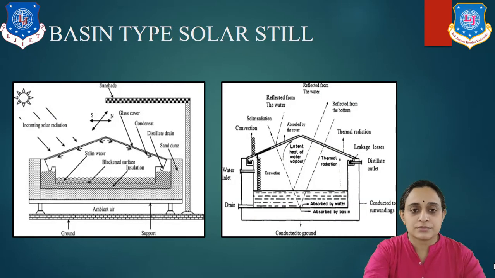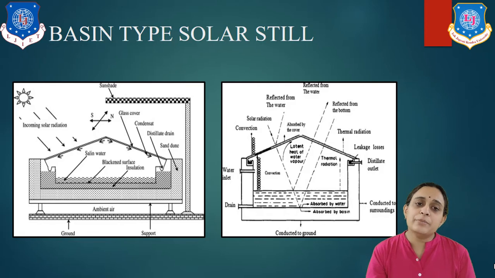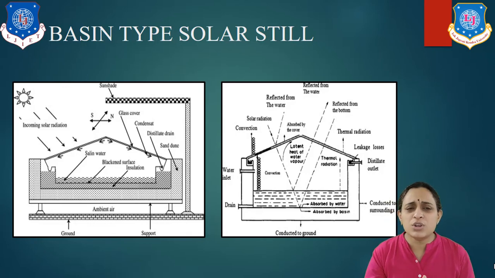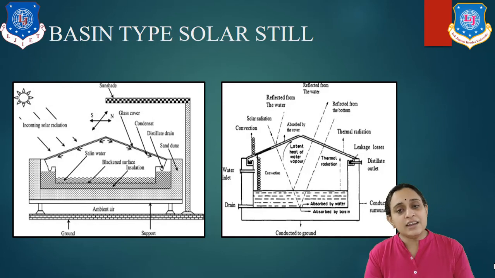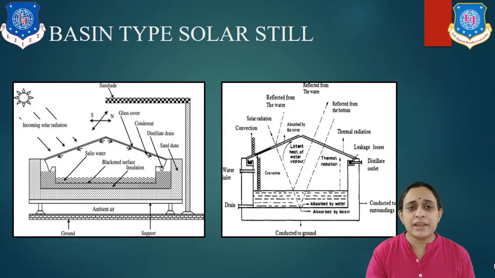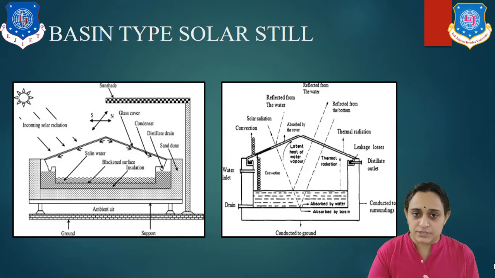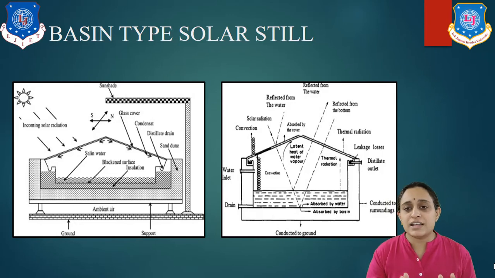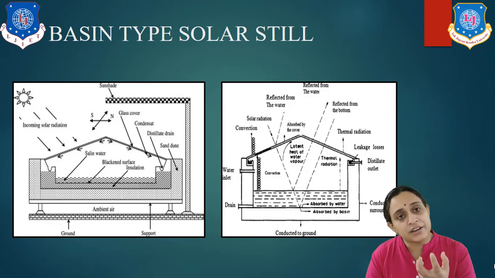Okay, so now let us study the basin type solar still. Generally it is a cement concrete basin, or a shallow water tank having a depth of about 20 to 25 centimeters. It is constructed inside the ground, and it is black painted. Black paint is applied at the bottom surface of the basin to absorb the heat of the solar radiation. An airtight transparent glass cover is provided as you see in this diagram, and a channel around the periphery of the basin collects the evaporated distilled water.